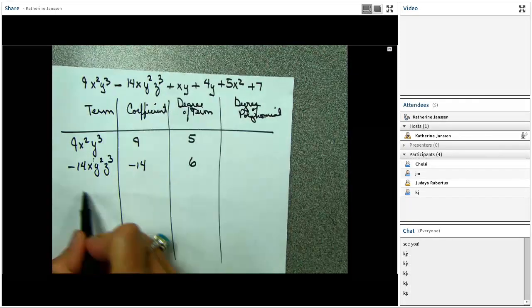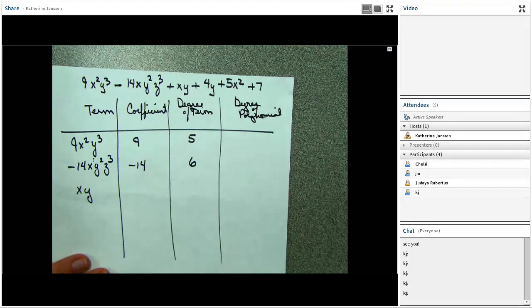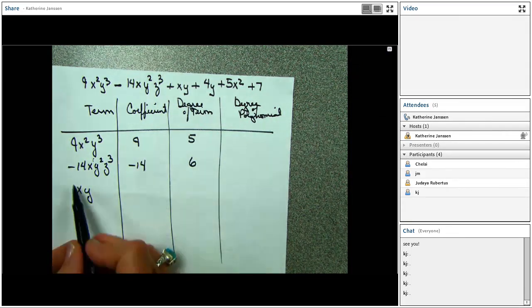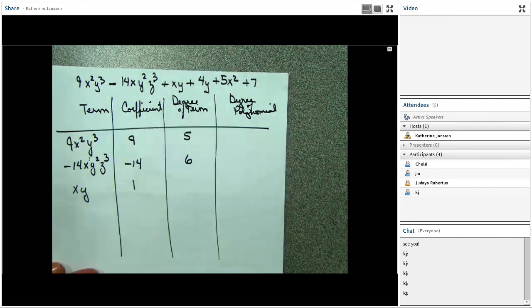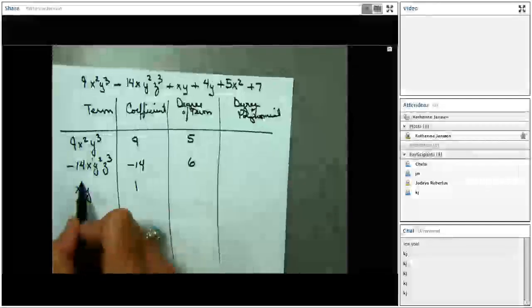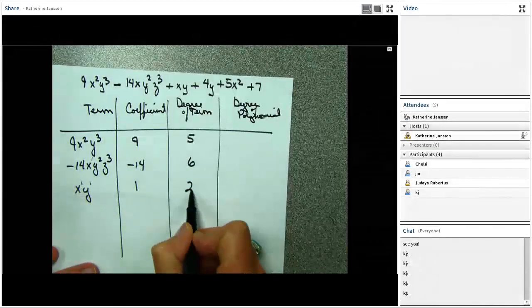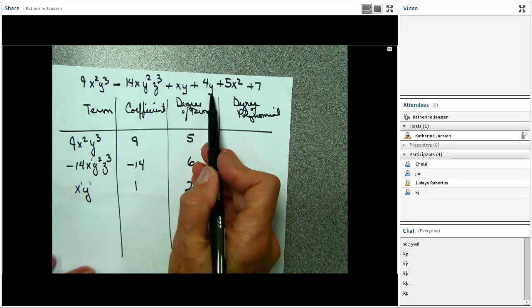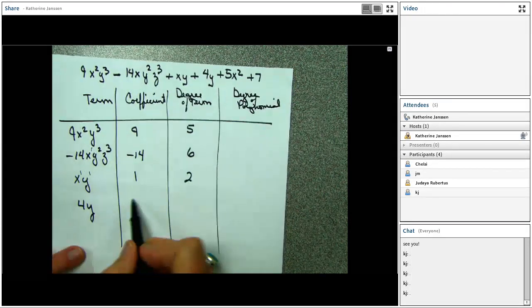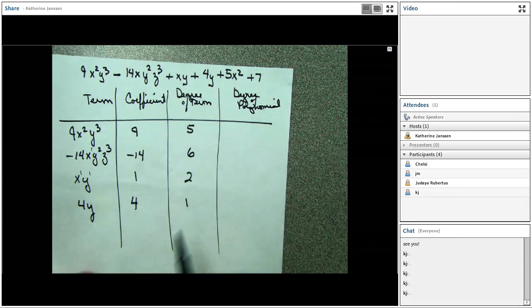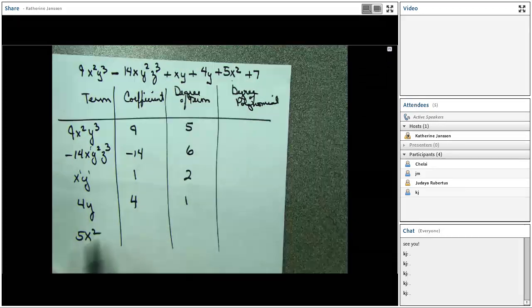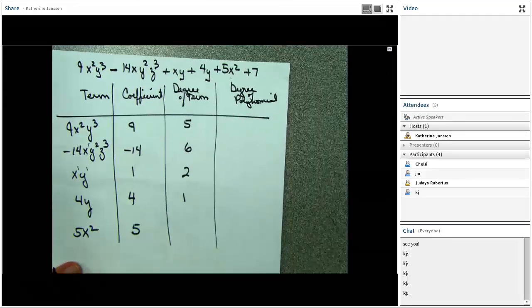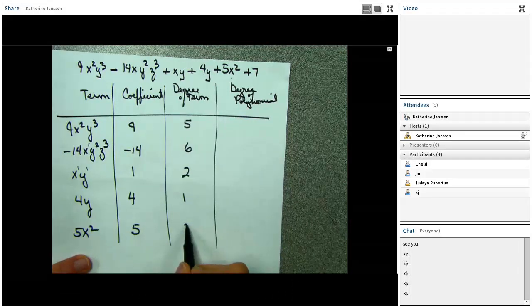Our next term is xy. The coefficient is 1 times xy, so 1. And the degree of the term, this is x to the first, y to the first. Adding the exponents, we get 2. Our next term is 4y with a coefficient of 4 and a degree of 1. The next term is 5x squared. The coefficient is 5. The degree of the term is the sum of the exponents, that'd be 2.